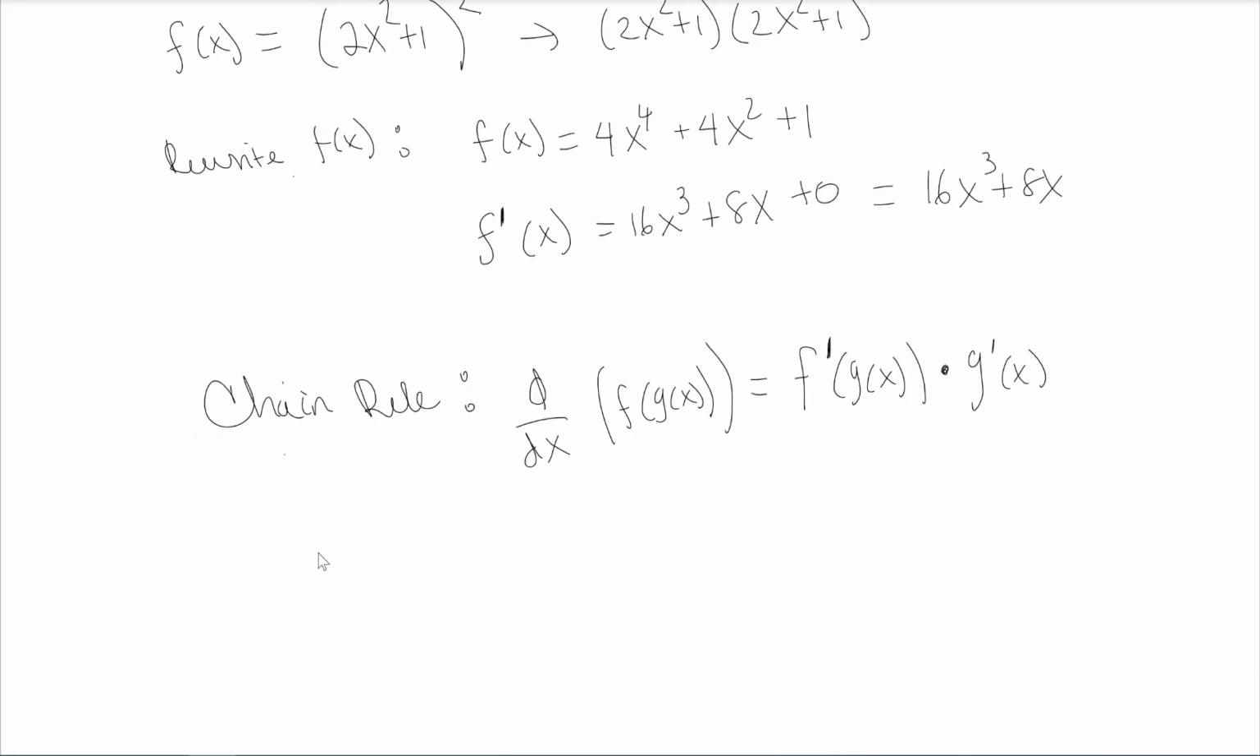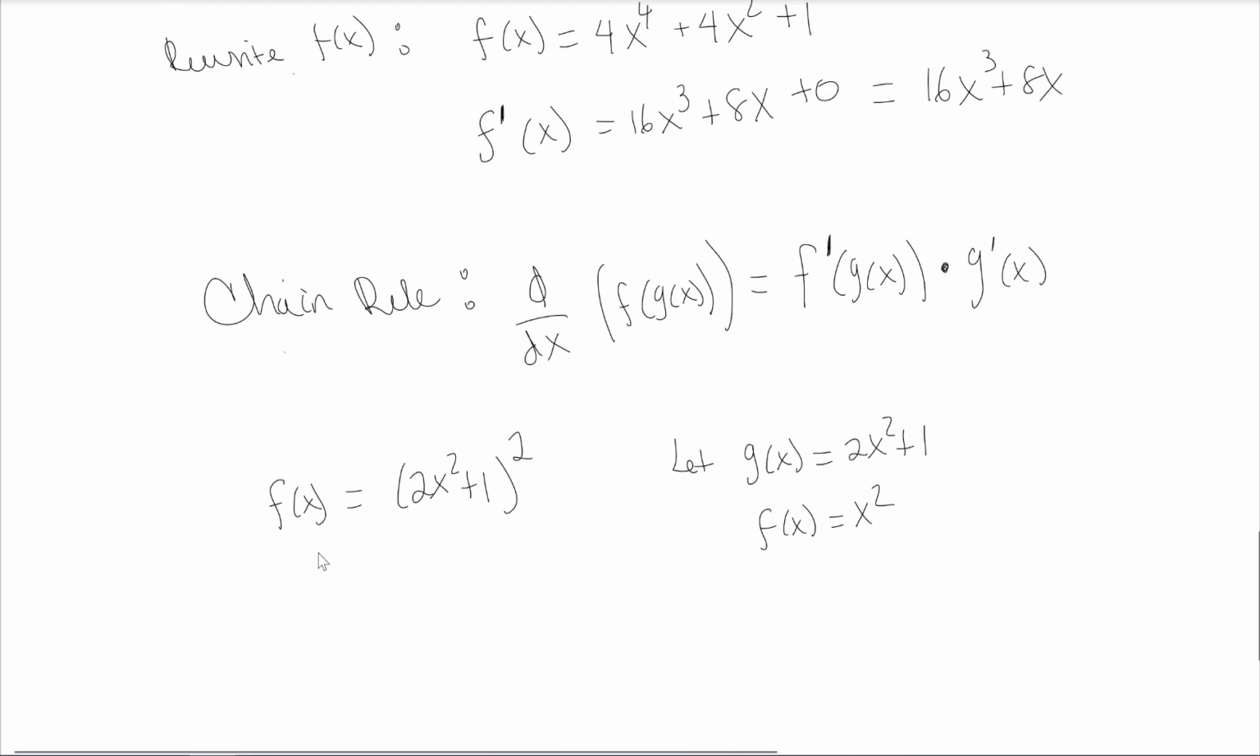So for our same function, f of x is 2x squared plus 1, and then the whole thing was squared. Then here, the outside function is the squaring, right? So one of the ways you can think of it is let g of x be the inside, the 2x squared plus 1, and f of x is x squared. So if you compose these two, f of g of x, this means for every x you see in f, substitute g of x.